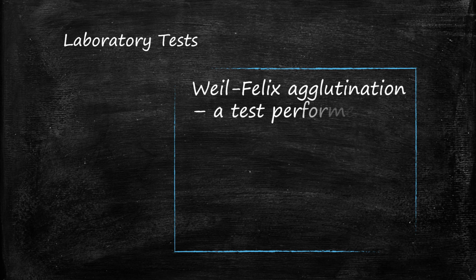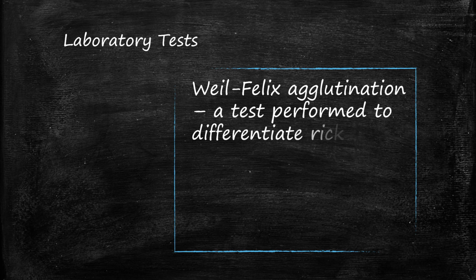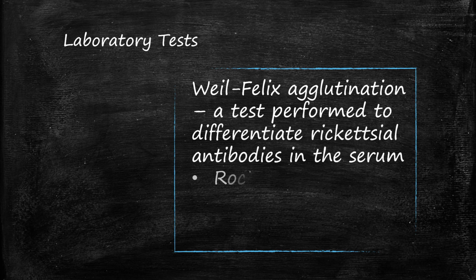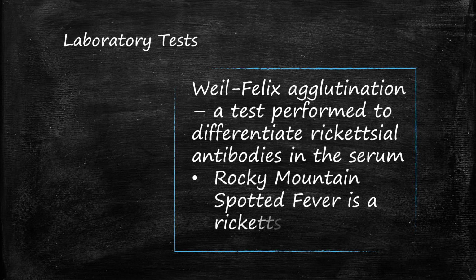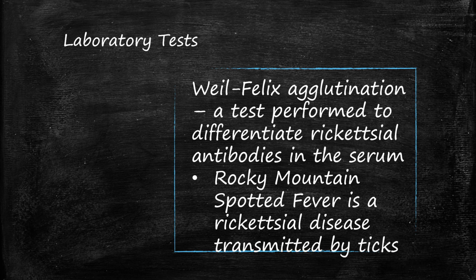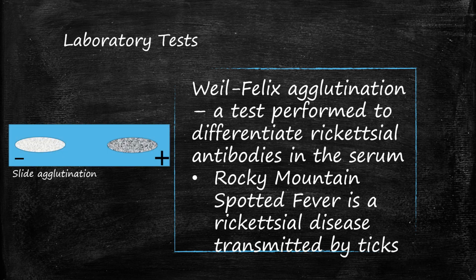The Weil-Felix agglutination is a test performed to differentiate the rickettsial antibodies. We'll talk more about the rickettsial diseases in our next lecture on diseases. But rickettsial diseases like Rocky Mountain spotted fever, which is transmitted by ticks. And there's the slide agglutination test that you can see will either be positive or negative based on the amount of clumping, which is what agglutination is, that is demonstrated on the slide.